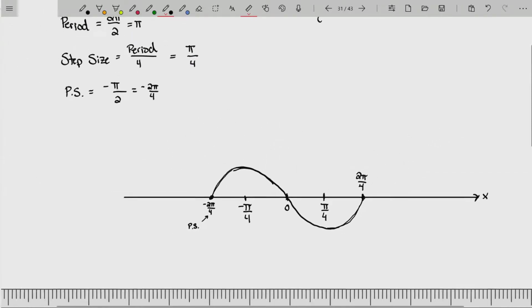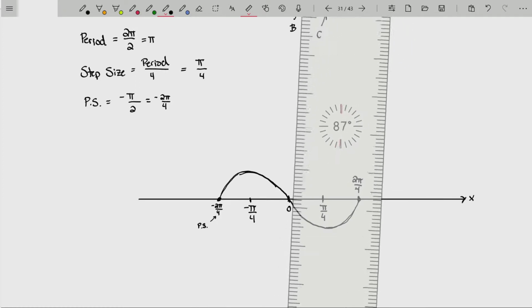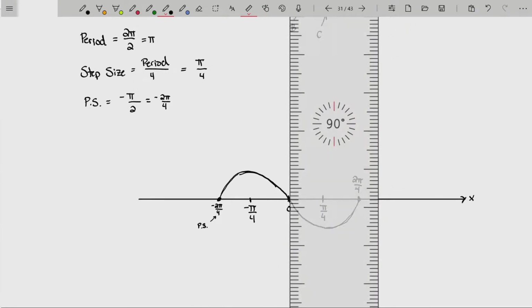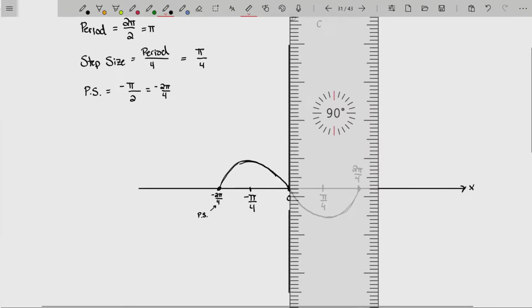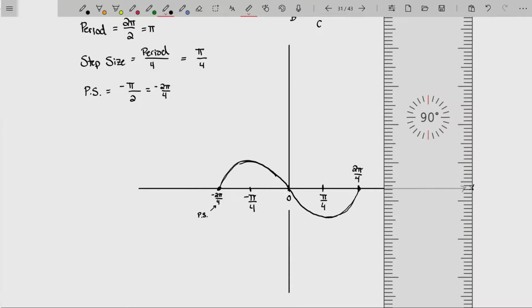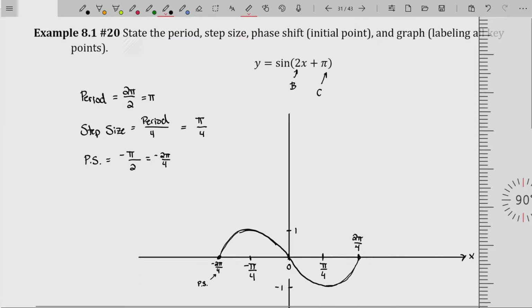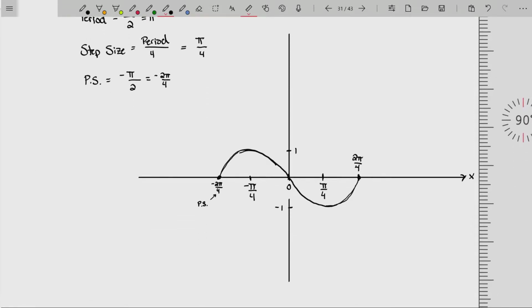Now that we've graphed that and labeled the key points, I'm going to use my ruler here to graph the y-axis, which goes right about here where x is 0. And then once I graph the y-axis, I'll label the maximum and minimum y values. The maximum y value was 1. The minimum y value is negative 1. And that is because the amplitude is 1. There's no actual stretch vertically.